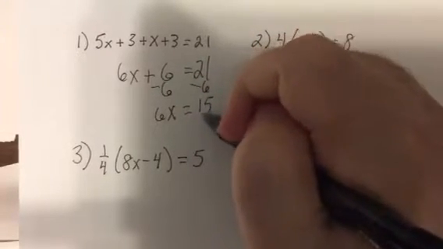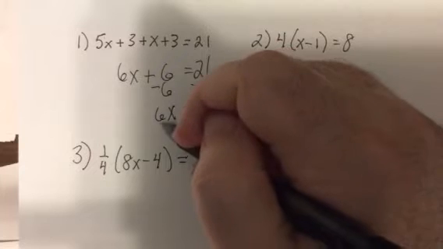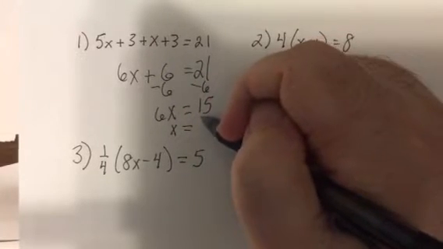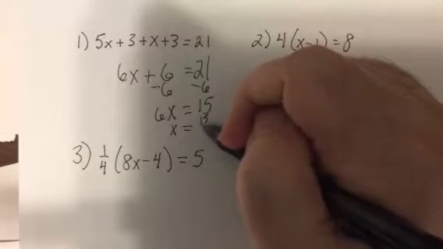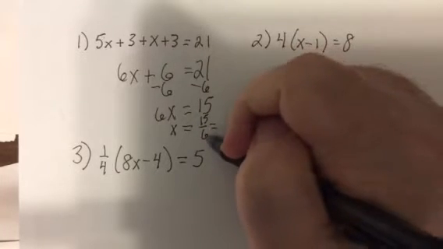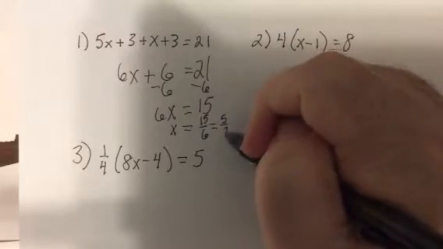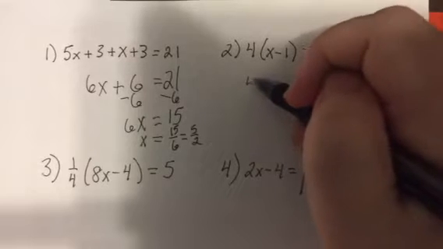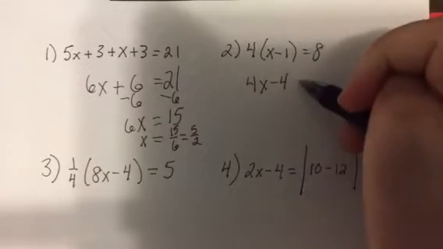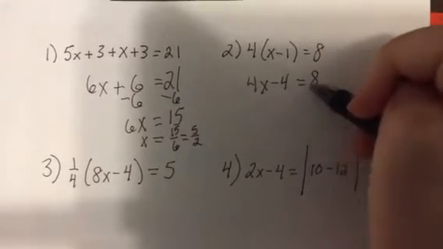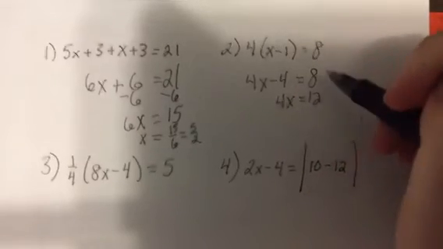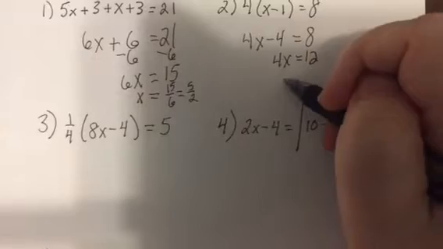And there goes my voice. So now divide by 6. You're always doing the reverse. So 15, 6. Then there's 3 that goes into both terms, so we can reduce this to 5 halves. This one, distribution. We did that in class a couple days ago. So add 4. And then divide by 4.